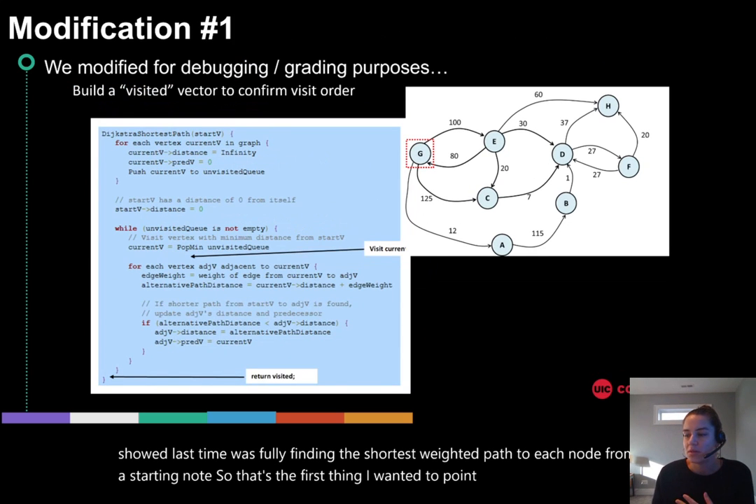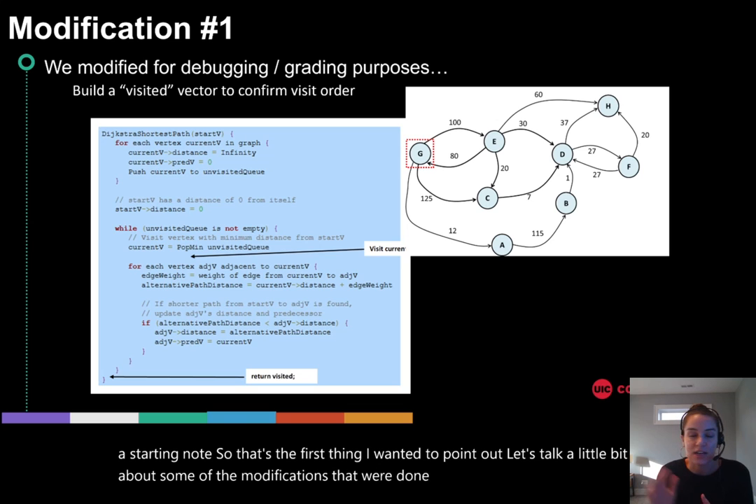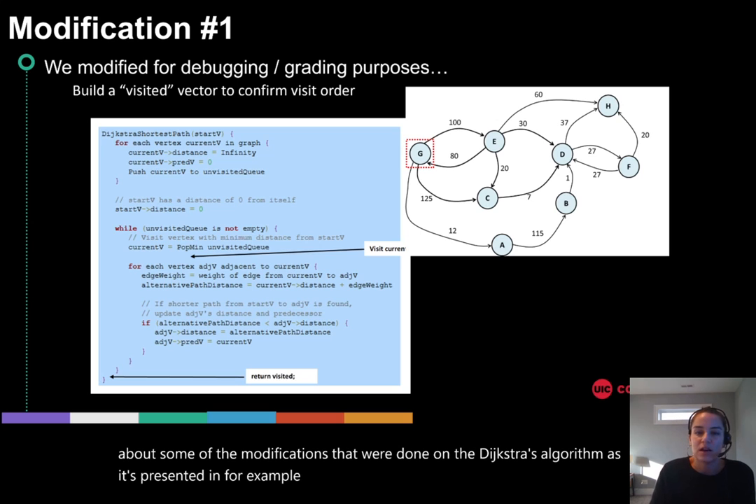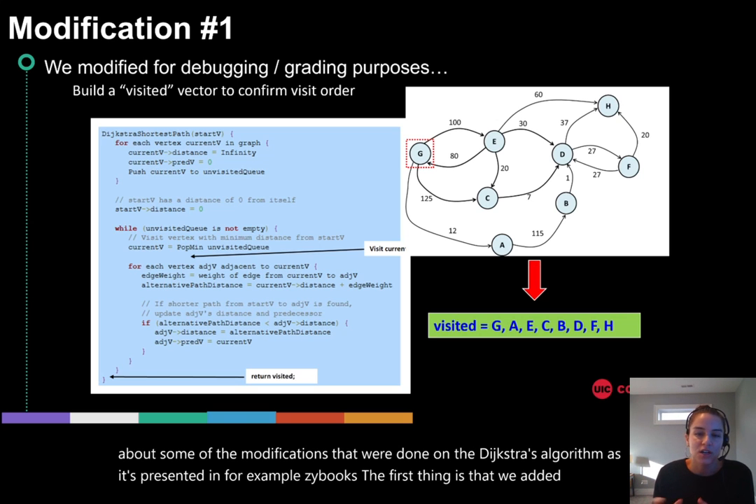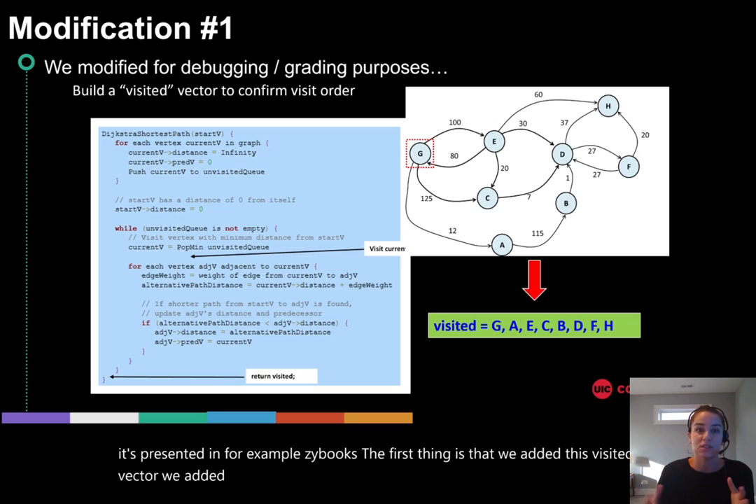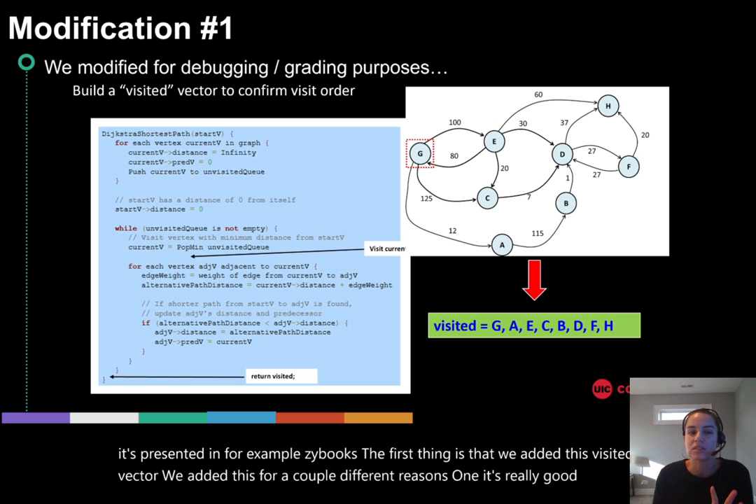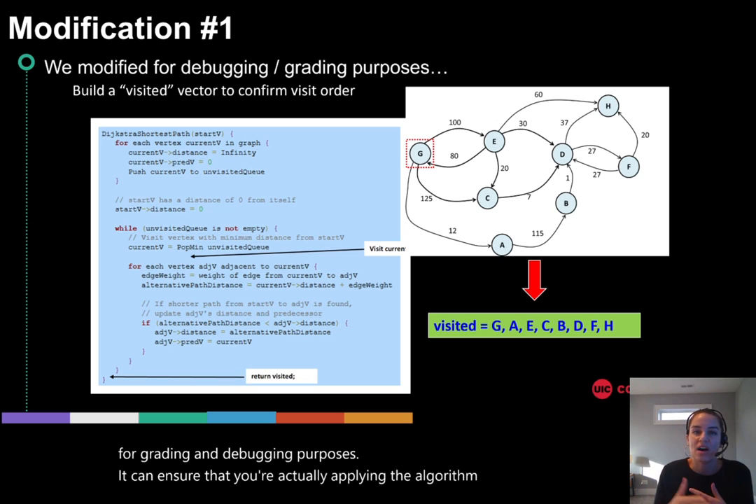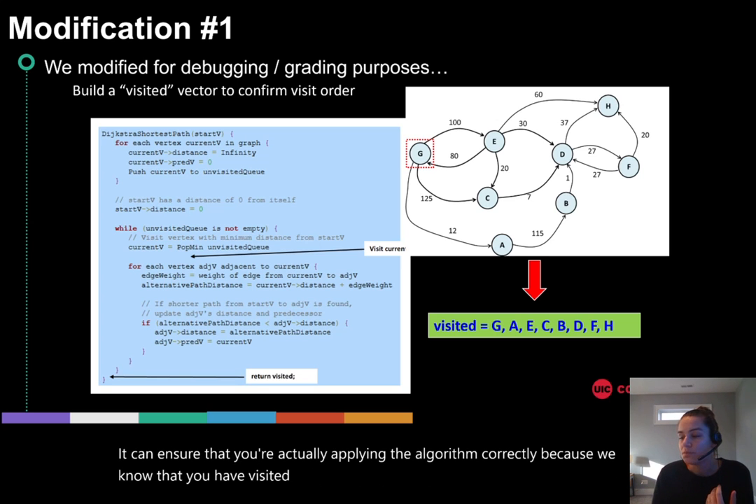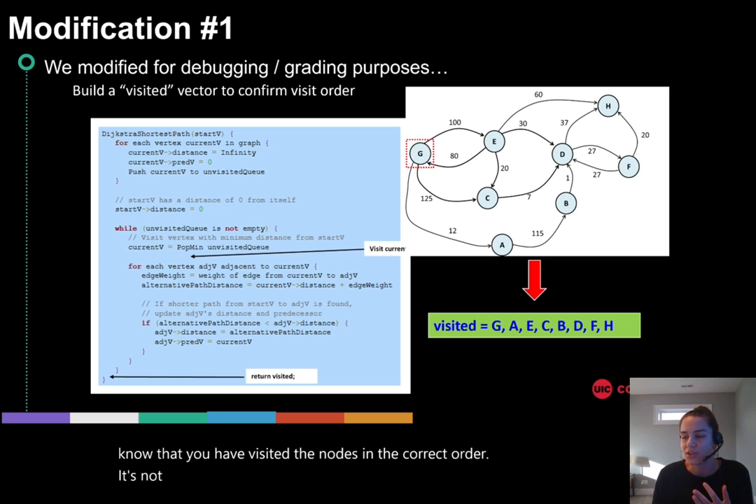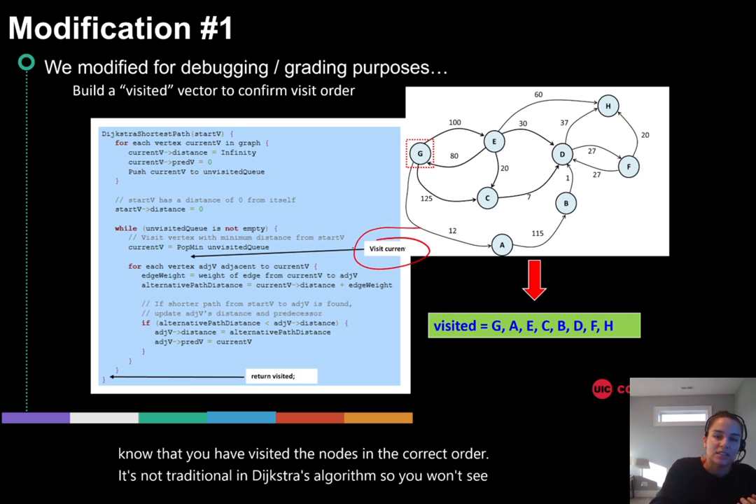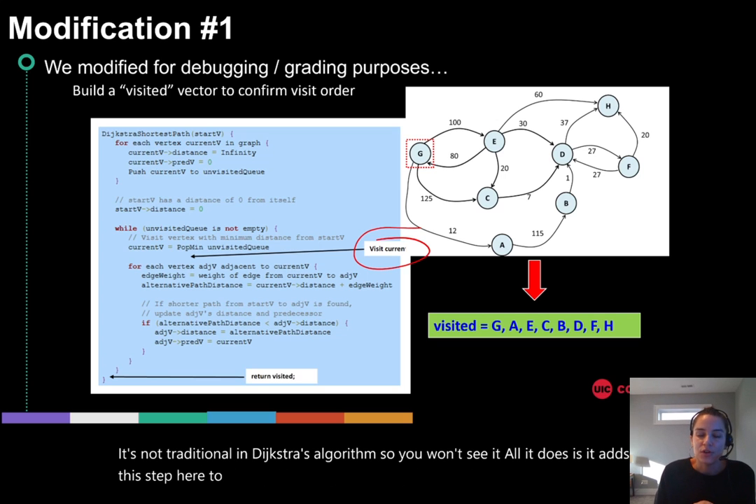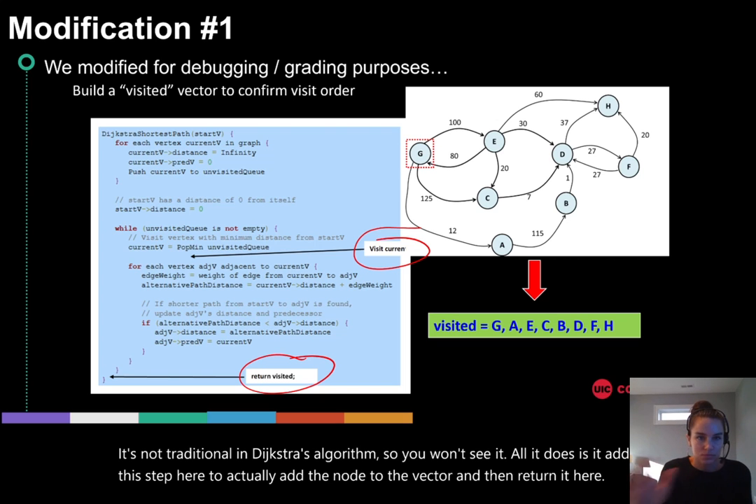Let's talk a little bit about some of the modifications that were done on the Dijkstra's algorithm as it's presented in, for example, Zybooks. The first thing is that we added this visited vector. We added this for a couple different reasons. One, it's really good for grading and debugging purposes. It can ensure that you're actually applying the algorithm correctly because we know that you have visited the nodes in the correct order. It's not traditional in Dijkstra's algorithm, so you won't see it. All it does is add this step here to actually add the node to the vector and then return it here. So that was something that we did.